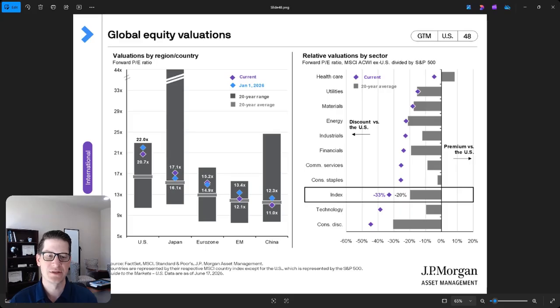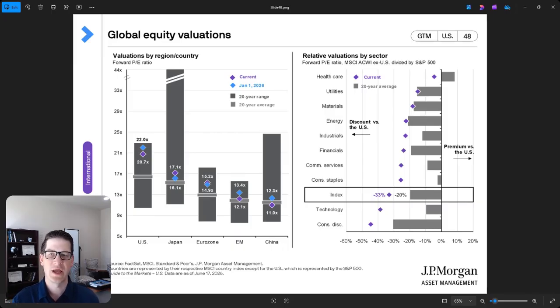Healthcare is the lowest at single digit discounts, but most of these sectors are at 10, 20, some of them 30% discounts. You can look at technology and consumer discretionary. Consumer discretionary is at a massive discount to the US. Then when you compare the valuations now to the 20-year average, the discounts are even wider.